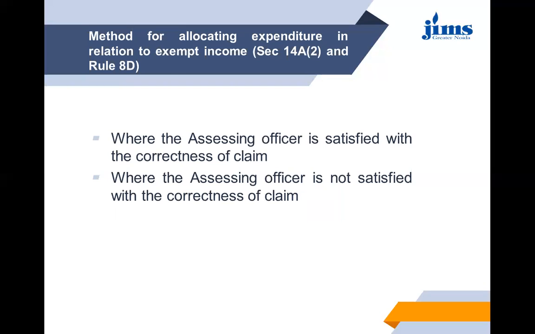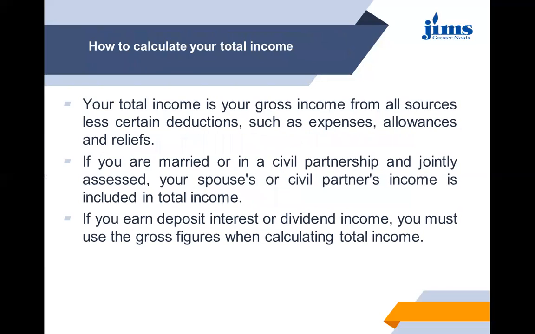That is, expenditure in relation to income which does not form part of total income shall be the aggregate of the amount of expenditure directly relating to income which does not form part of total income, and an amount equal to 1% of the annual average of the monthly averages of the opening and closing value of investment, income from which does not or shall not form a part of the total income. However, the amount referred to in clause 1 and clause 2 shall not exceed the total expenditure claimed by the assessee. Now, let's understand how we'll calculate this total income.